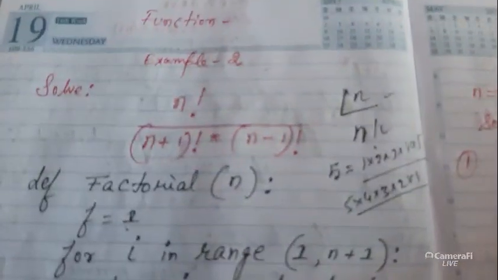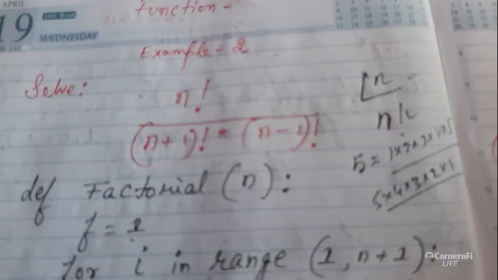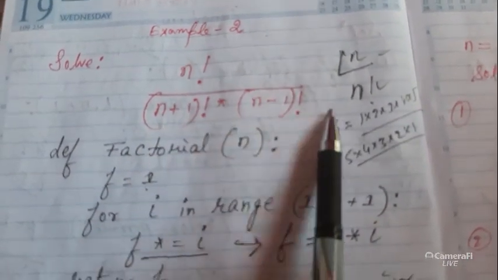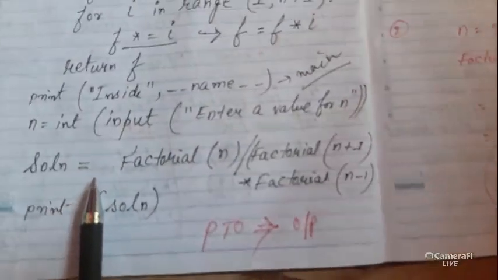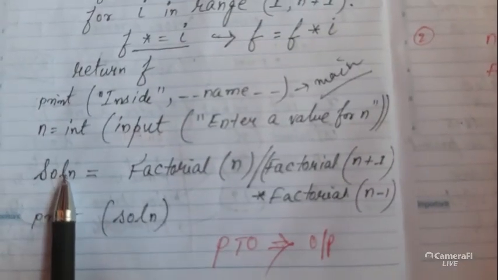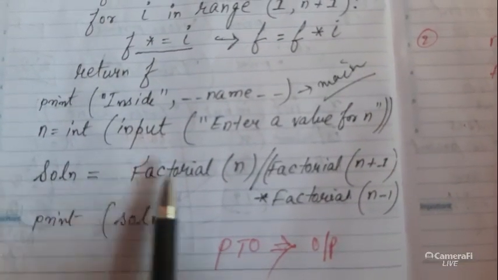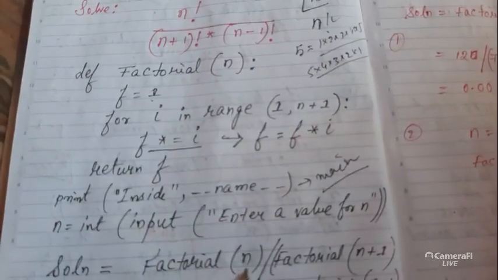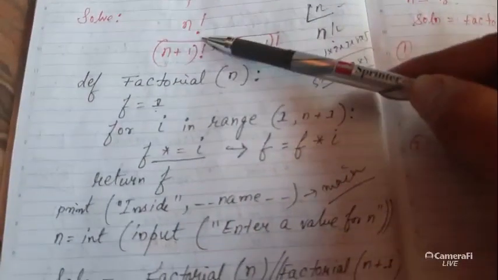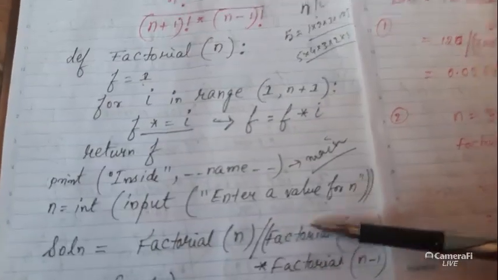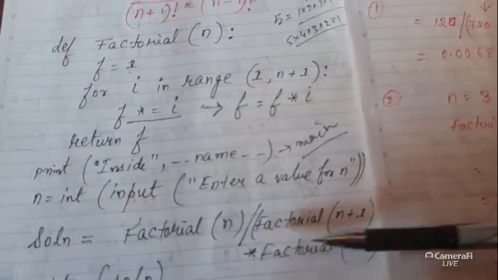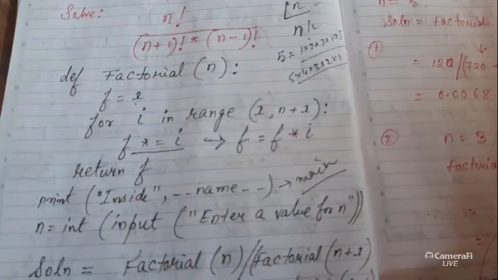And then I am converting this equation. All of you can see this equation: n factorial divided by (n plus 1) factorial into (n minus 1) factorial, into a Python expression. So I have taken one variable, soln, equal to factorial of n divided by factorial of n plus 1 into factorial of n minus 1.